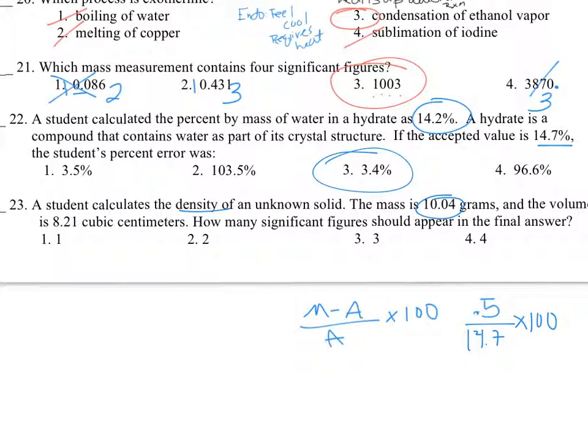All right, a student calculates the density of an unknown object. The mass is this, and the volume is this. How many significant figures should appear in the final answer? All right, so this one has 4 significant figures. This one has 3 significant figures. We need to make sure that we go to the least number of significant figures, and that will be number 3.